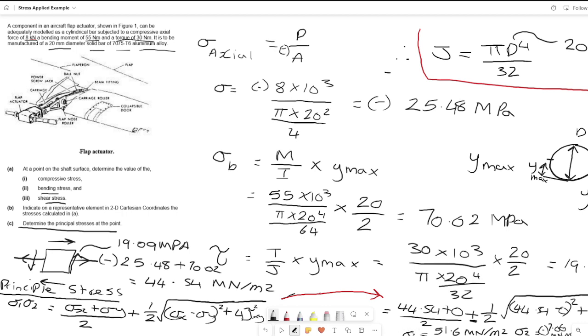So we've got the first principal stress as 51.6 meganewtons per meter squared, and the second principal stress is minus 7.06 meganewtons per meter squared. Again, do not forget your units. It is an area where students do tend to forget, and they do end up losing 1 to 2 marks. So just keep that in mind whilst you're doing the question.